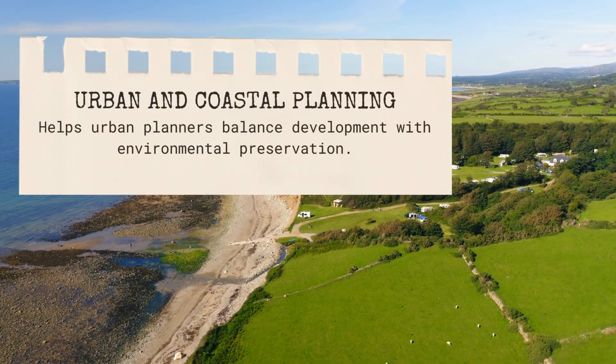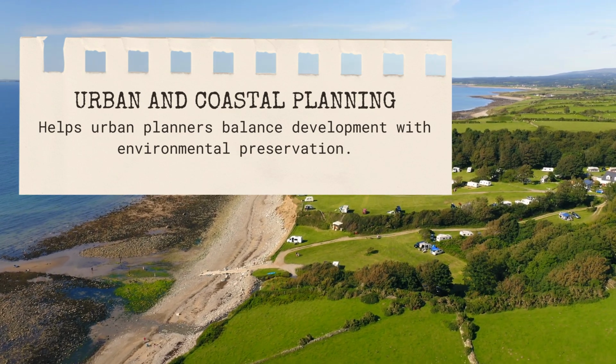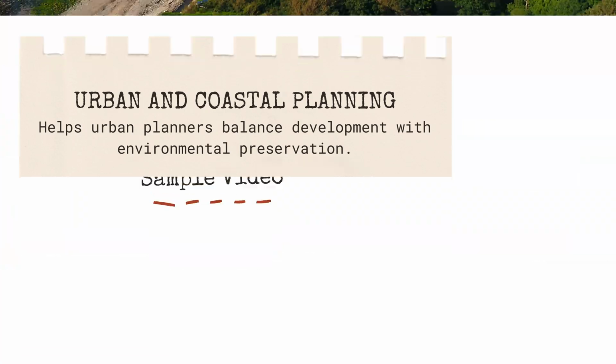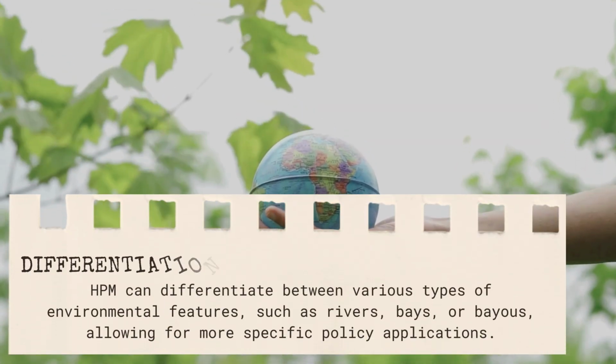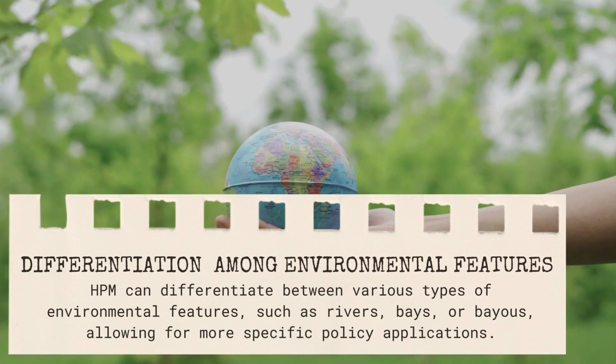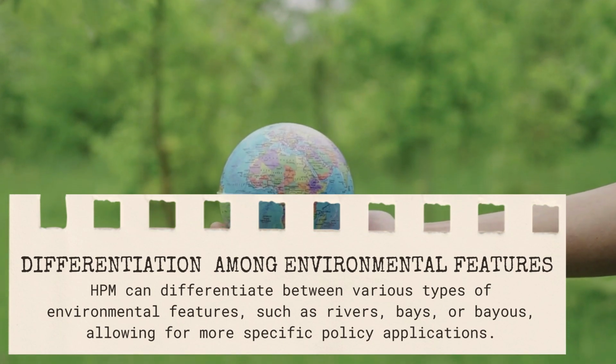Next, HPM supports urban and coastal planning. For example, proximity to waterfronts was linked to significant increases in property values, justifying investments in their preservation and accessibility. The study revealed, for instance, that bays were highly valued compared to bayous, which were seen as less desirable due to potential disamenities like marshy terrain.